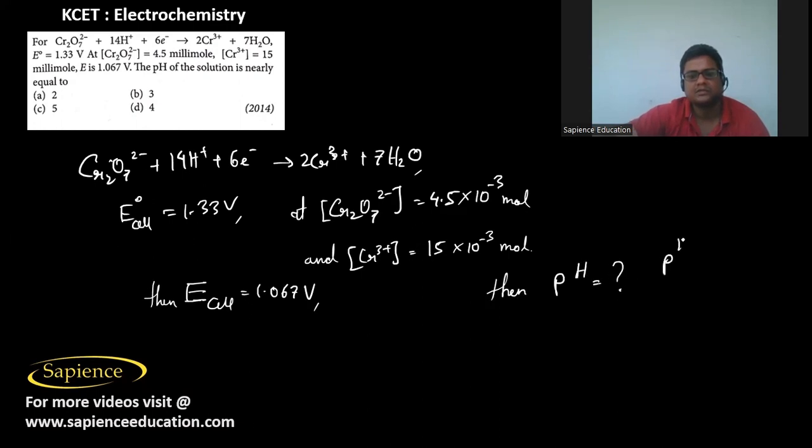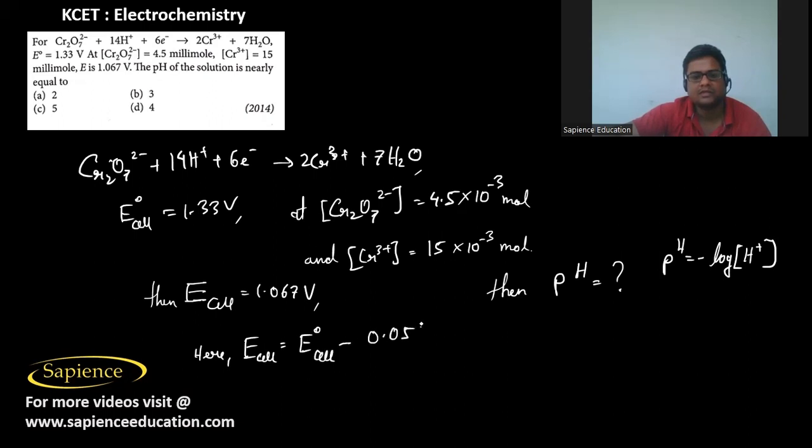So now pH, as you know, is minus log of the concentration of H plus. So now here we can use that E cell is equal to E naught cell minus 0.059 by n into log of K, where K is the equilibrium constant.